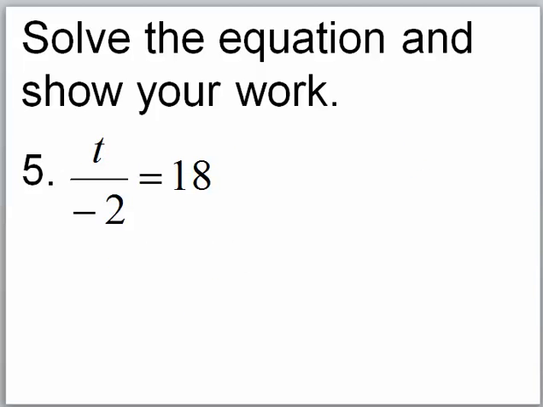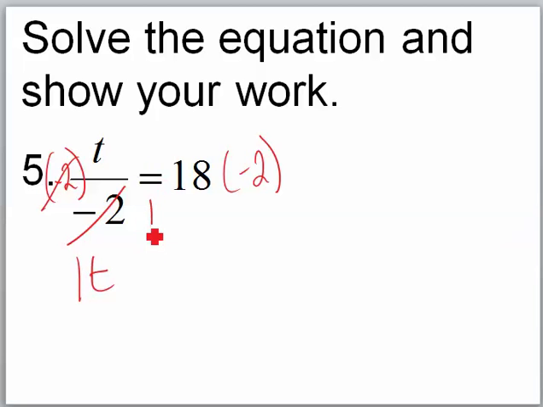Okay, now we're going to do it the opposite way. Okay, so I've given you division, and I want you to undo the division by multiplication. Okay, so if I'm dividing by a negative 2, that means I need to multiply by negative 2 on both sides. Okay, negative 2 divided by negative 2 reduces to 1, so I'm left with t, or 1t. Either way, bring down that equal sign. 18 times a negative 2 is a negative 36.